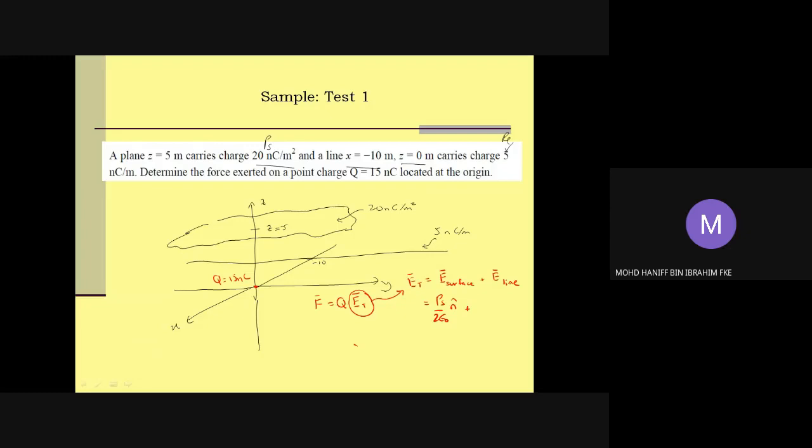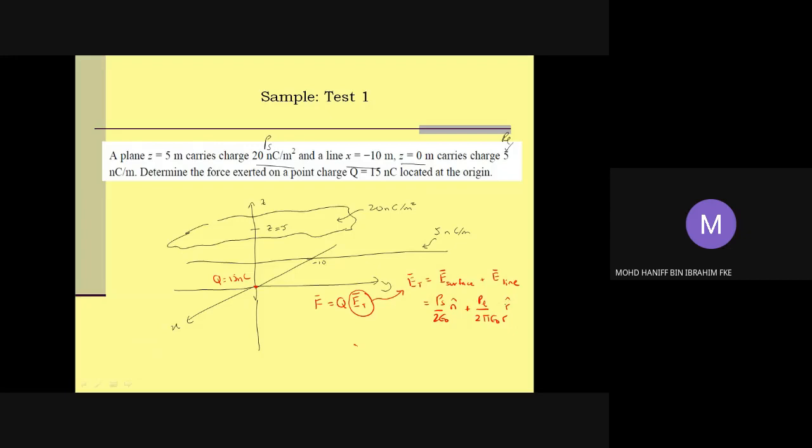Okay, and for the E field due to line charge, this is your line charge. The E field produced by the line charge of 15 nanocoulomb should be written as rho L divided by 2 pi epsilon naught R, in the direction of R, because in this particular case, the line is assumed to be infinite in length. As we have learned, for the E field due to an infinite length of line charge, the equation should be written like this.